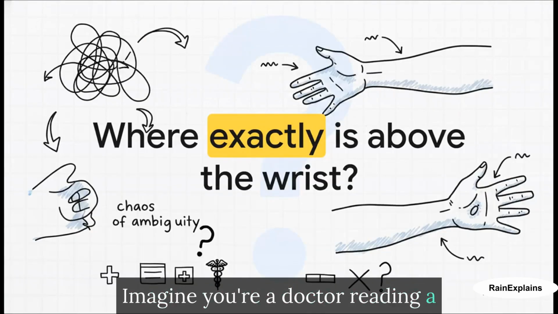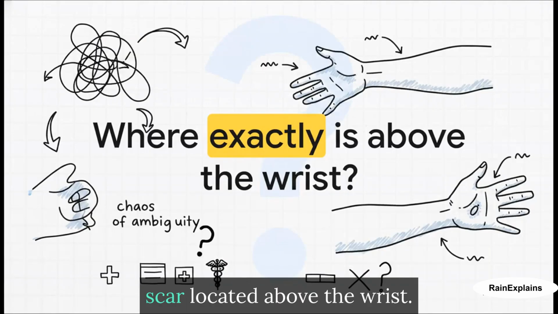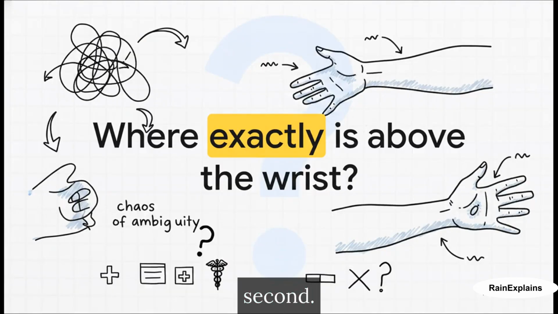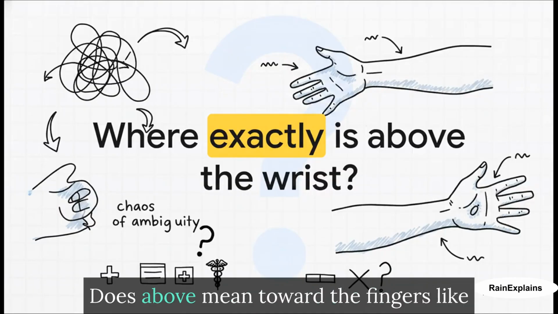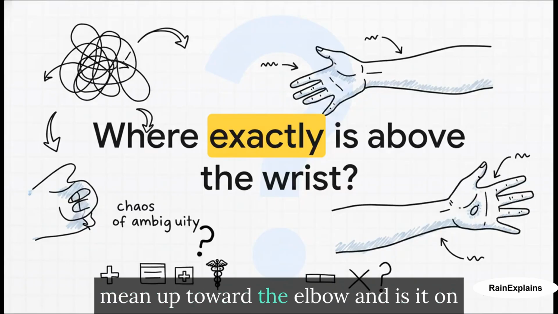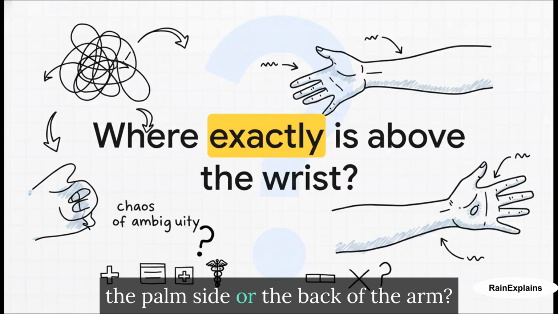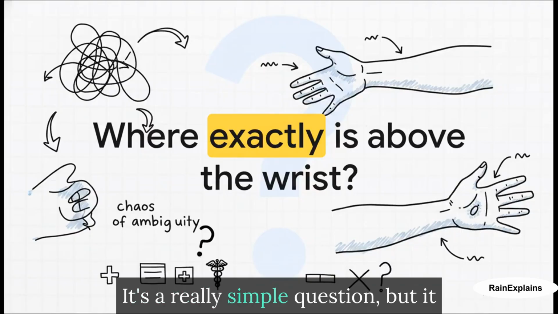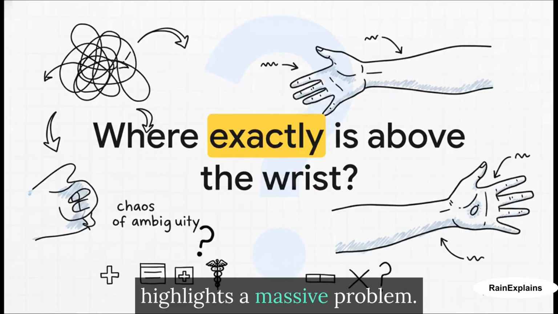Imagine you're a doctor reading a patient's chart, and you see a note about a scar located above the wrist. Pose this question to yourself for a second. Where exactly is that? Does above mean toward the fingers, like 2 inches away from the hand? Or does it mean up toward the elbow? And is it on the palm side or the back of the arm? It's a really simple question, but it highlights a massive problem.